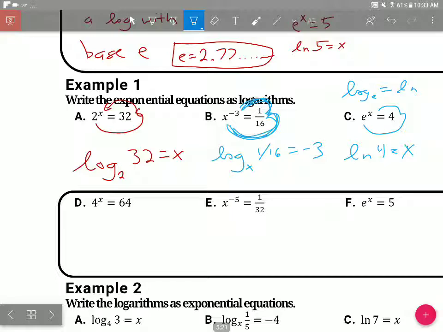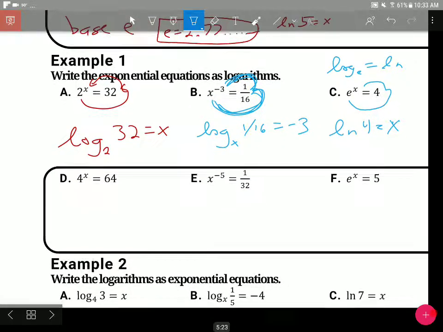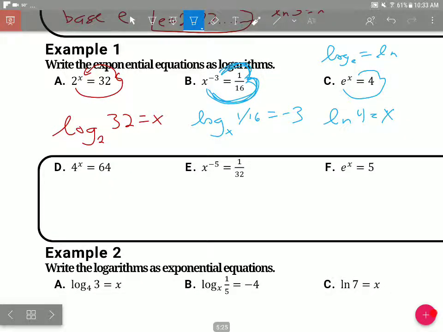Why is it telling me to do that? No. All right. Try letter D on your own. D, E, and F. Just knock them out real fast.